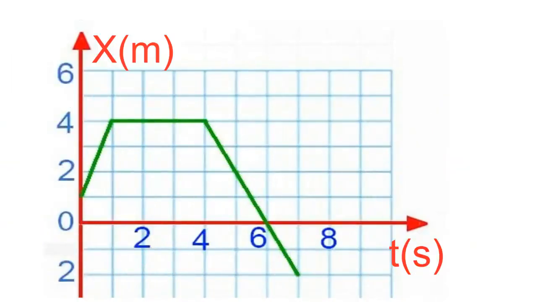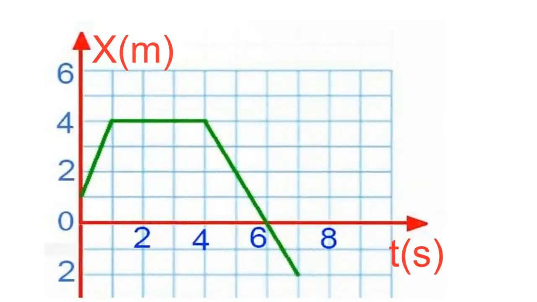C. When does the object move in the direction of the coordinate axis, and when does it move in the opposite direction? Answer to C. From moment 0 to moment 1, it moves in the direction of the coordinate axis. From moment 4 to moment 7, it moves in the opposite direction of the coordinate axis. D. At what times was the moving object stationary? Answer to D. From moment 1 to 4, the object has been stationary.